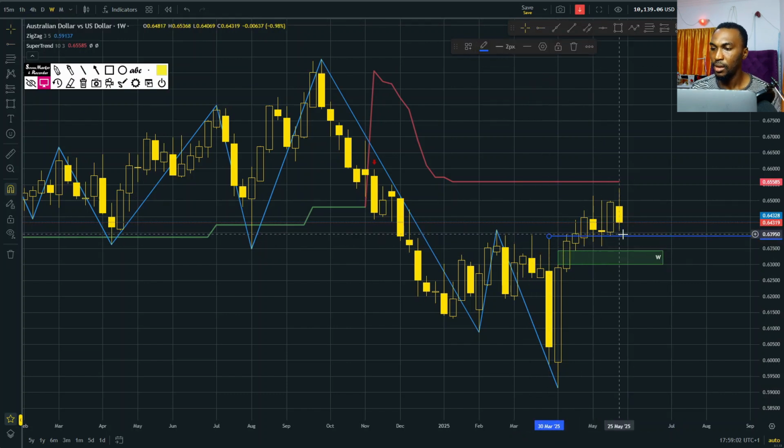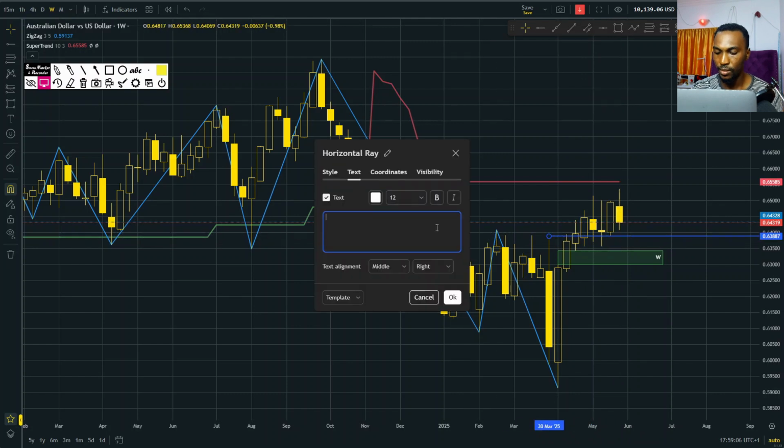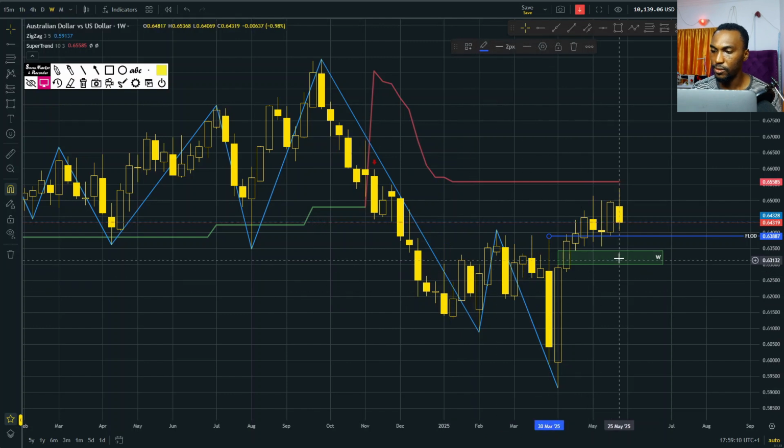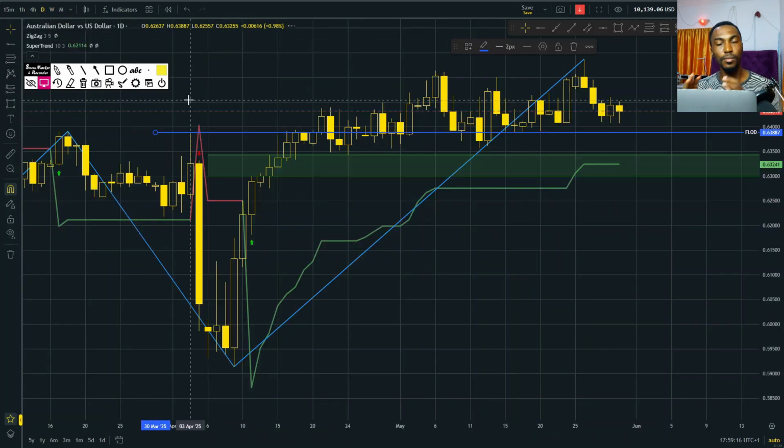You can see we have this swing high as the first line of defense, and it means the fair value gap is the second line of defense. On the weekly, this is not the market I want to even be looking at and trading.